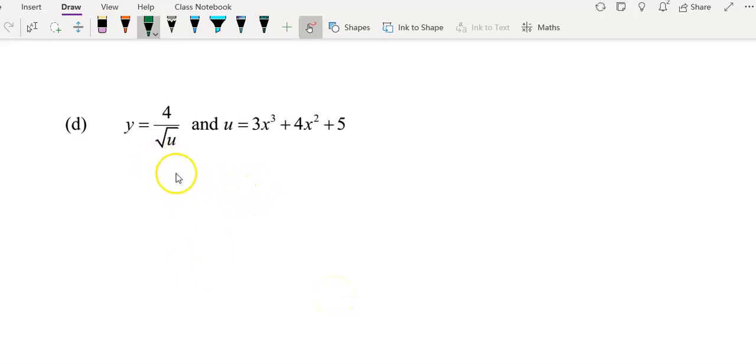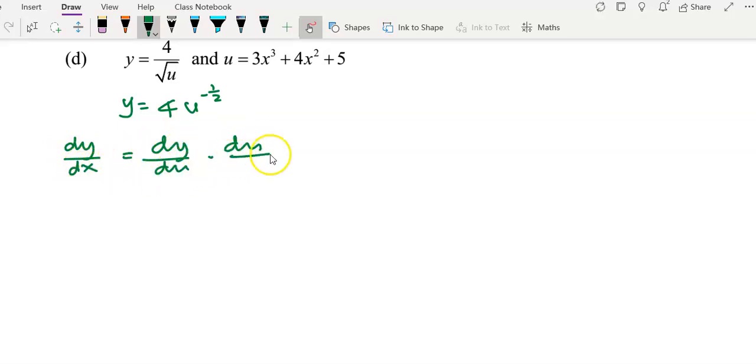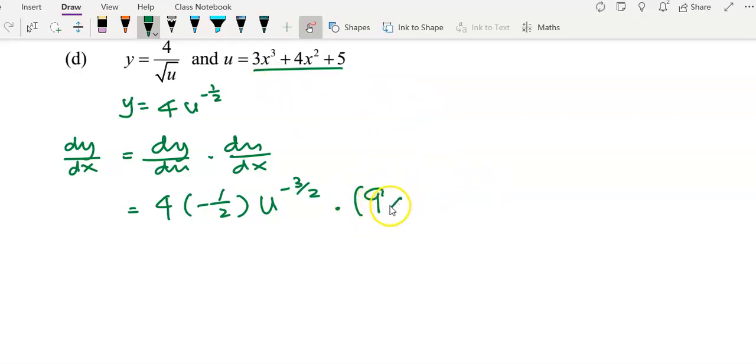And for question D, again, rewrite y in the form of 4u to the power of negative 1 over 2. So dy dx equals dy du multiplied by du dx. dy du will be negative 1 over 4. Bring the negative 1 over 2 to the front. And you have u to the power of negative 1 over 2 minus 1. That is negative 3 over 2. For du dx, you need to differentiate this with respect to x, which equals 9x squared plus 8x.